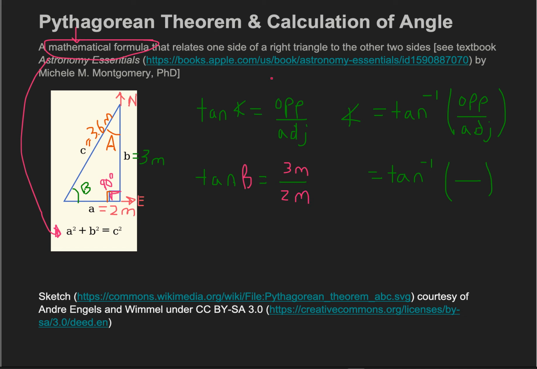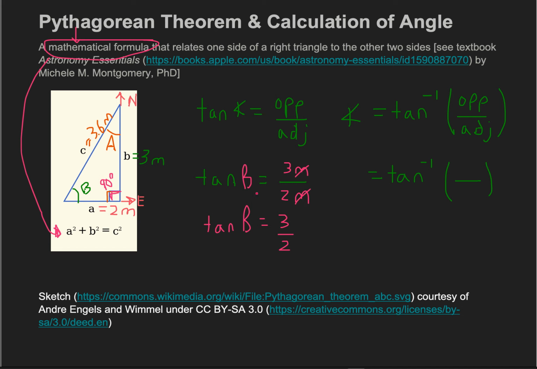Now we can simplify because we have meters in the numerator and meters in the denominator, and they cancel out. We're left with the equation tangent B is equal to 3 divided by 2. Now we want to solve for angle capital B. The equation to solve for the angle is the tangent inverse of opposite over adjacent. So you're looking for tan to the -1, or tangent inverse, open parentheses, the opposite length divided by the adjacent length, close parentheses. So let's substitute in.